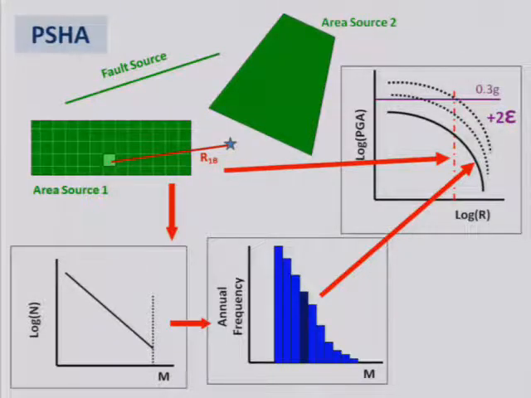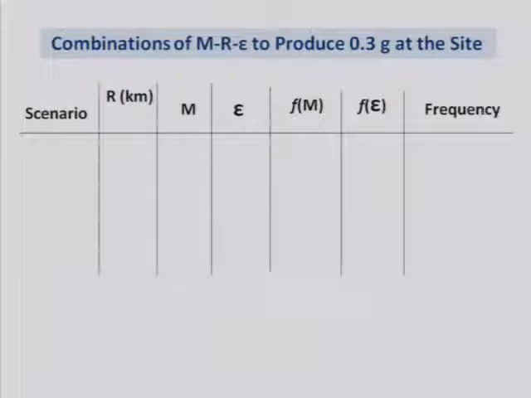So if I now summarize in the next slide what I've done, I've defined just 3 scenarios of the several thousand that would go into a real hazard calculation. The first was at short distance, large magnitude, I needed no epsilons. The second was at the same distance but a smaller earthquake, I needed 1 epsilon. And then I went further away at the same magnitude, I needed 2 epsilons.